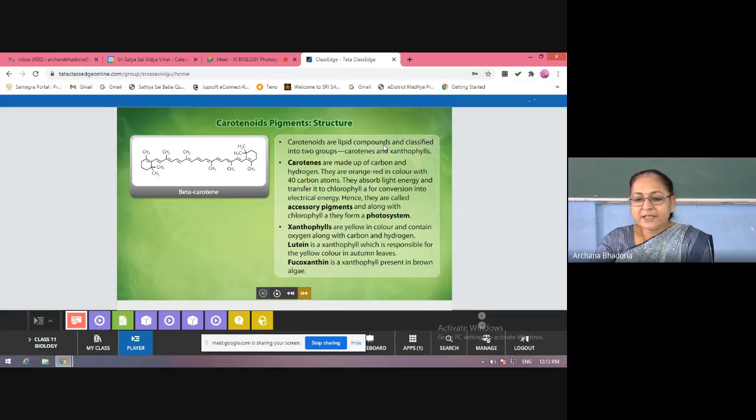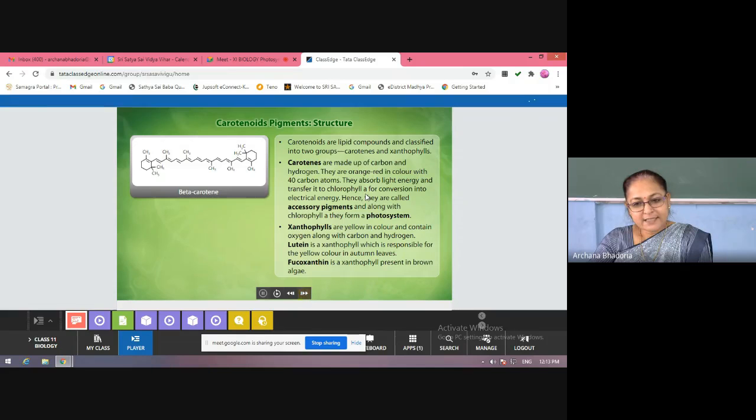Carotenoids are lipid compounds and they are classified as carotenes and xanthophyll. So carotenes are made up of carbon and hydrogen, and note the color quickly, orange red in color. And how many carbon it has? 40 carbon atoms. And function you note down, write the subheading function, then write that they absorb light energy and they transfer it to chlorophyll A.